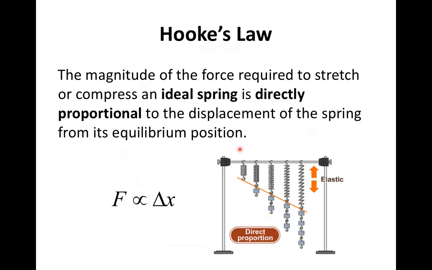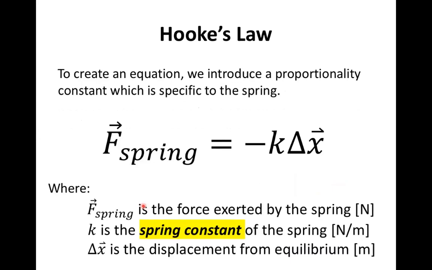The mathematical statement of that relationship is called Hooke's law. It says that the magnitude of the force required to stretch or compress an ideal spring is directly proportional to the displacement of the spring from its equilibrium position. This symbol alpha means proportional to, directly proportional to. So the mathematical statement is spring force is equal to negative spring constant times displacement from the equilibrium.